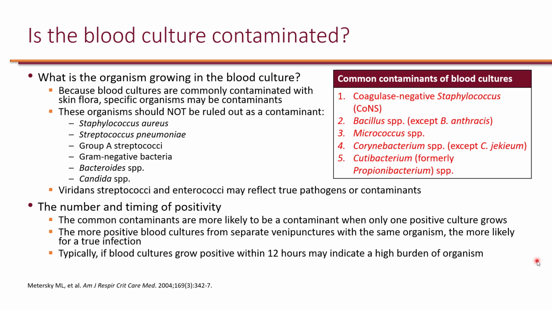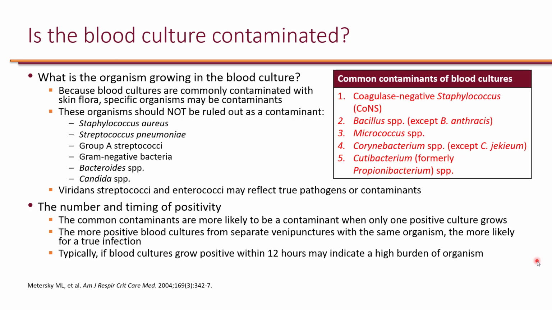Now, once bacteremia is suspected and blood cultures are ordered, when the results of blood cultures are positive, the question is: is the blood culture contaminated? This typically happens because organisms that live on the skin can enter into the sample. So common contaminants of blood culture include coagulase-negative Staphylococcus, Bacillus species, Micrococcus, Corynebacterium, and Cutibacterium. Now, these are some of the organisms that exist in the environment that can find their way onto the skin and sometimes into the sample.